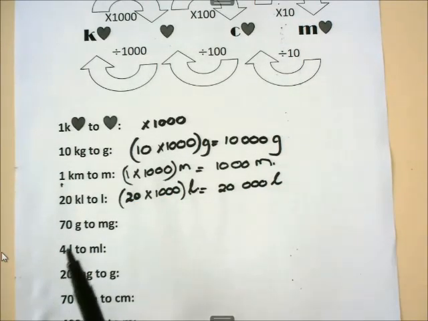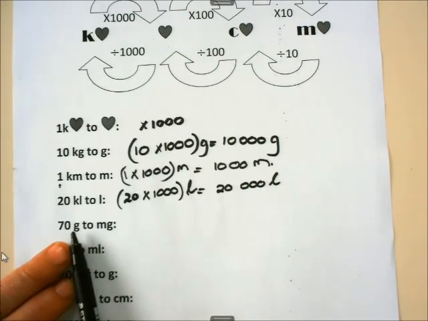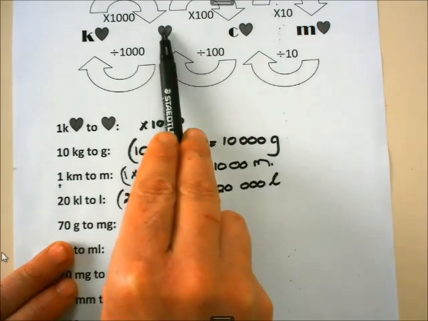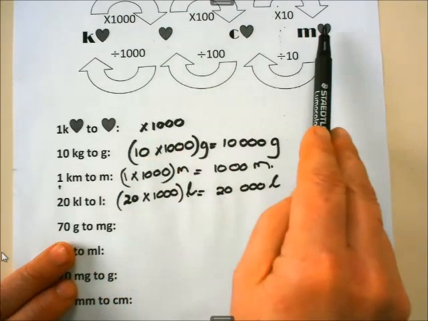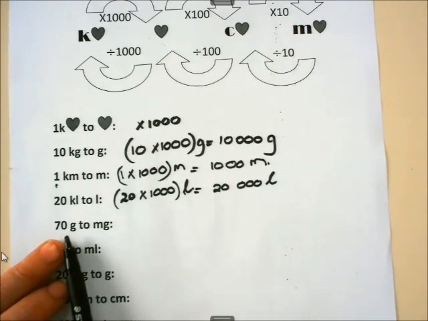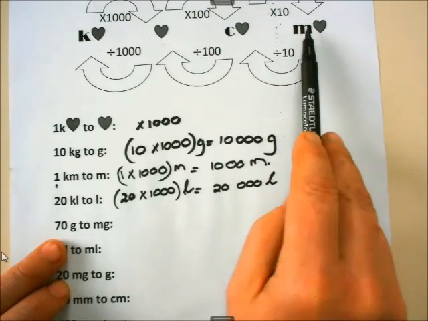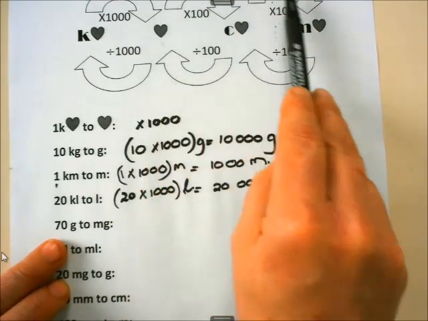Let us say I want to work in gram. My base unit is gram. So in the place of the hertz, I can put a gram. I want to go from gram to milligram. I want to convert 70 gram to milligram. I want to move from here up to there.